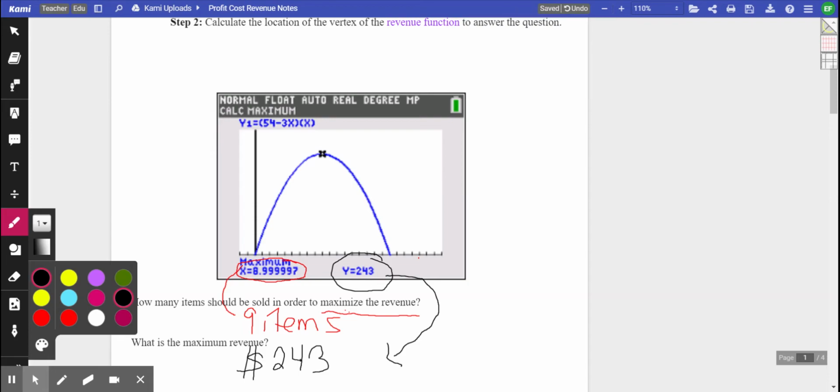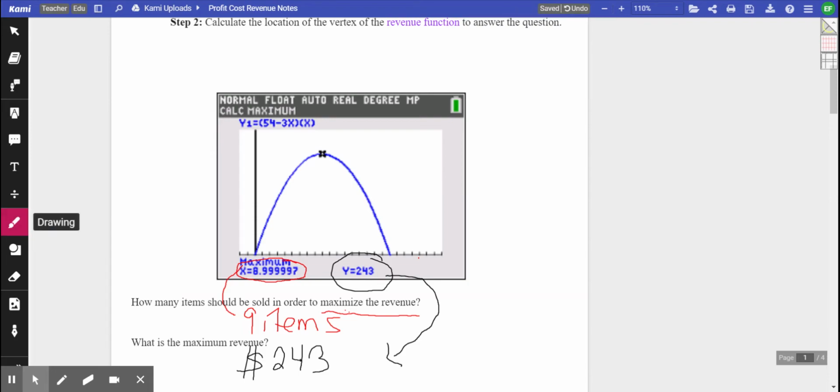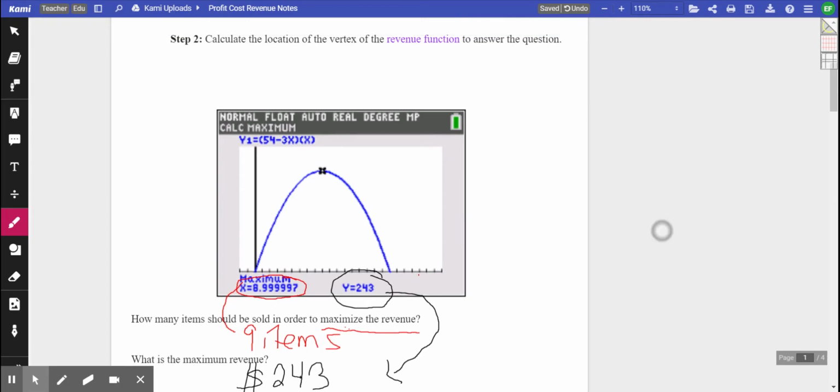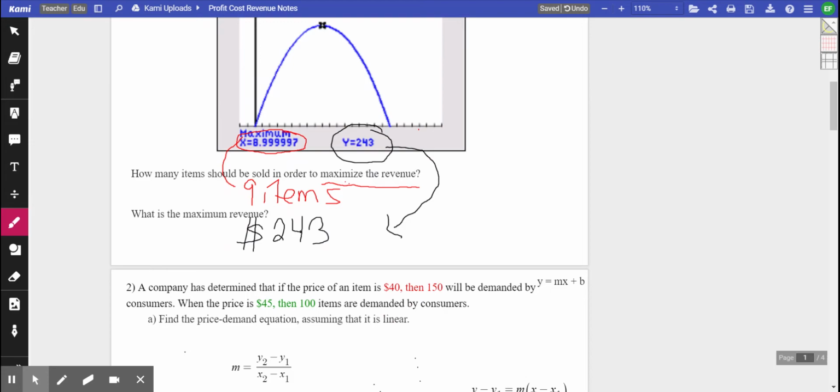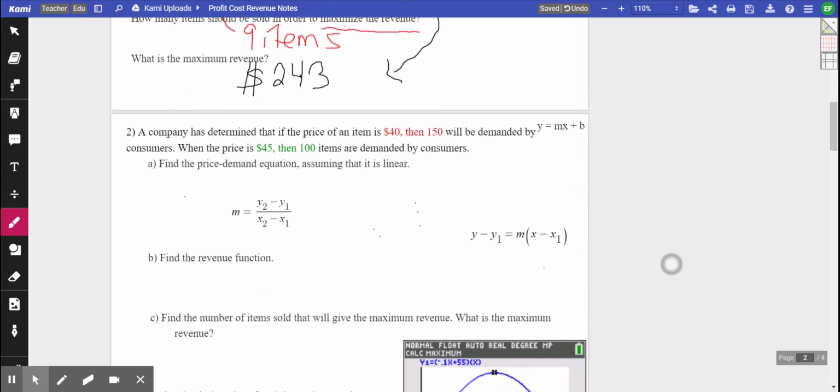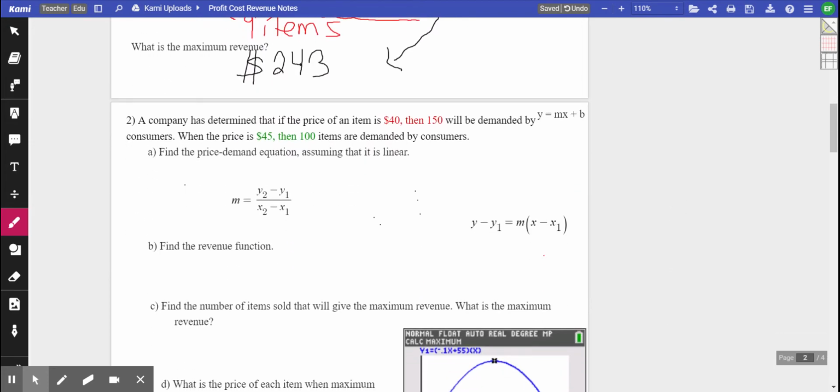All right, so X is my number of items sold, and Y is my max revenue when I have given my price demand function and I have to write my revenue function. So not too bad, right? In the next example in the notes, we went a step further. We said, all right, well, I'm not going to give you the price demand function this time. I need you to calculate it.